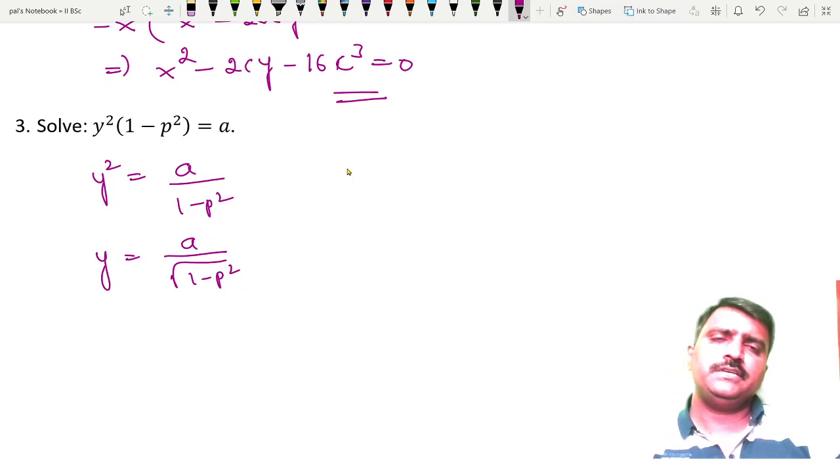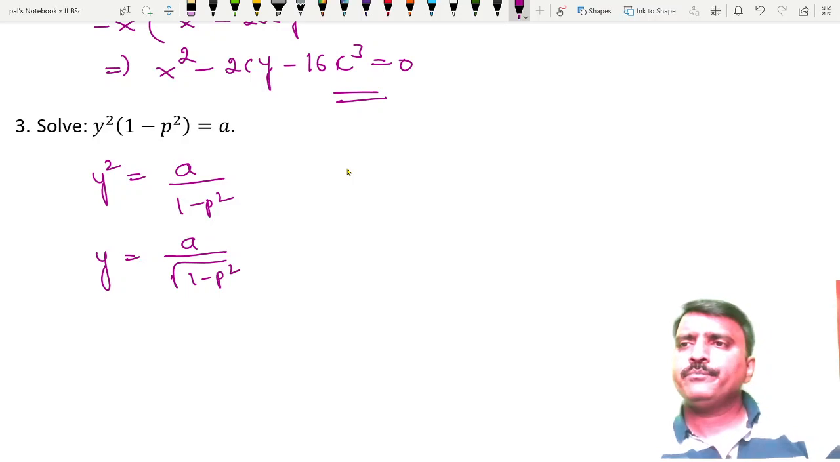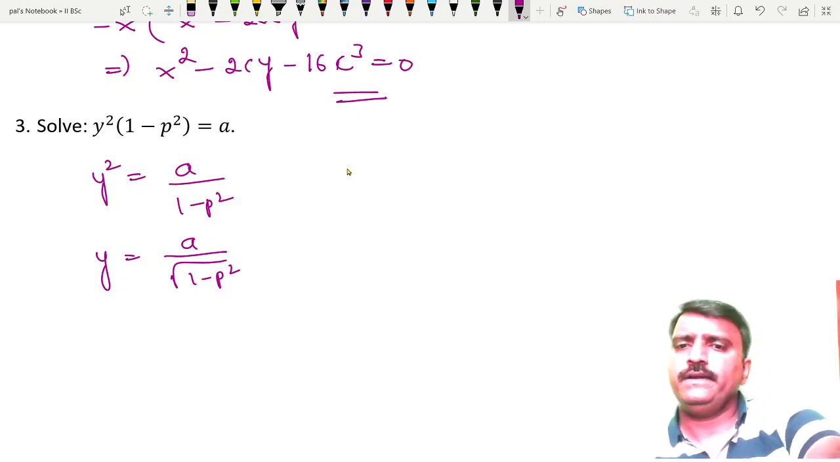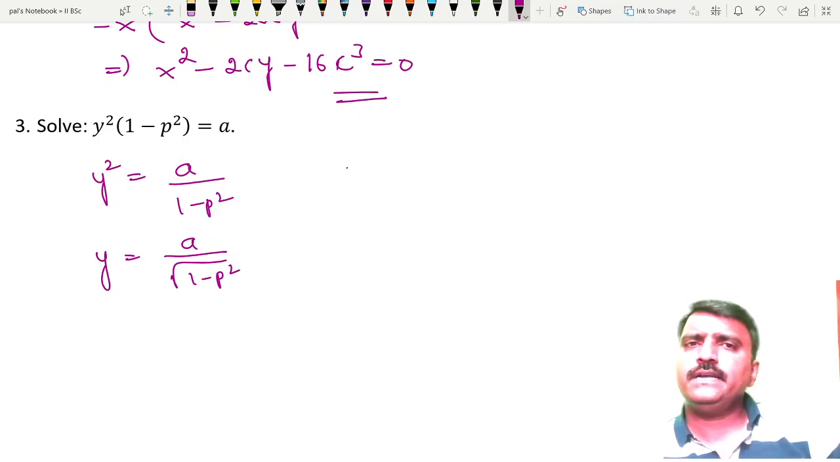Okay, as usual you differentiate this with respect to x, and find the value in terms of x and p. Substitute p in equation 1. If it is not possible, then express x in terms of p and y in terms of p, and we consider p as a parameter.